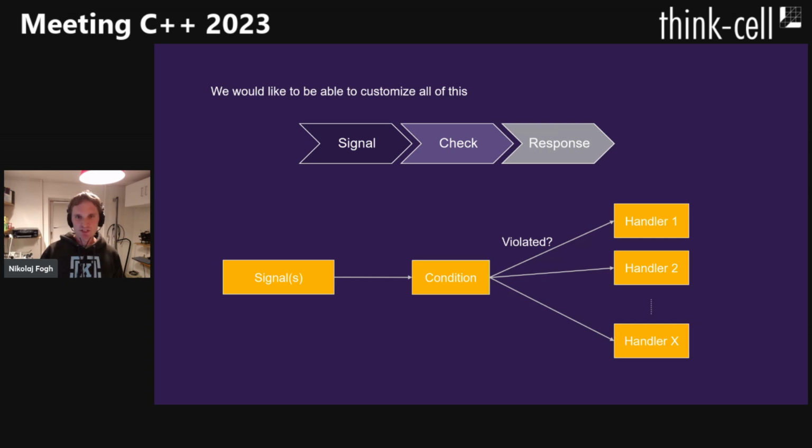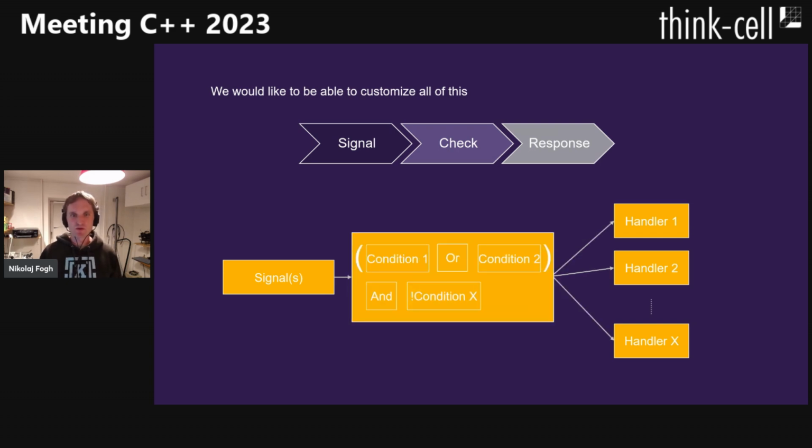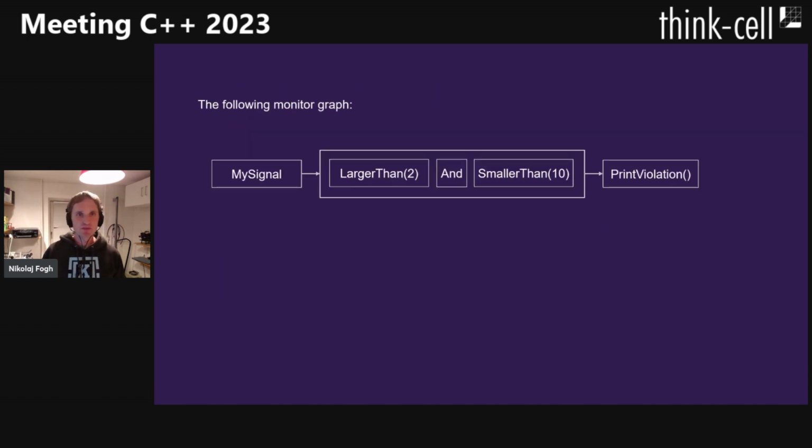Now, in reality, this condition will probably be a compound of many different conditions. So we have condition 1 or condition 2 and not condition X or something like this. And that we would like to be able to do as well. So imagine now the following monitor graph. We have my signal that comes in. It could be the wind speed. It needs to be larger than 2 and smaller than 10. And if it's not, we need to print a violation. That we would like to have something like this.